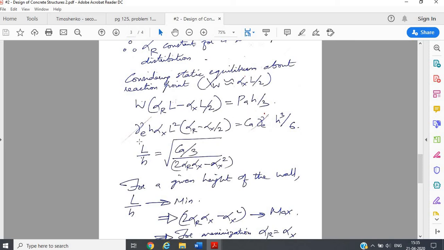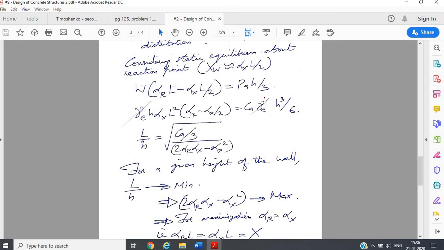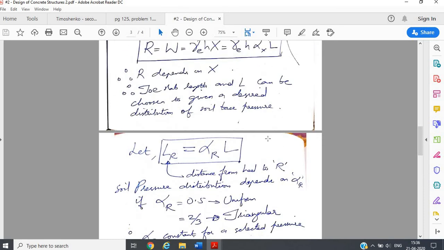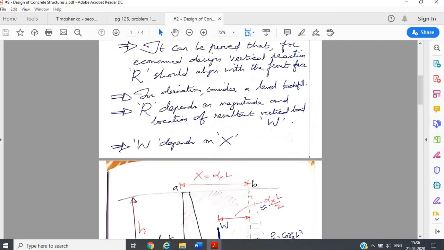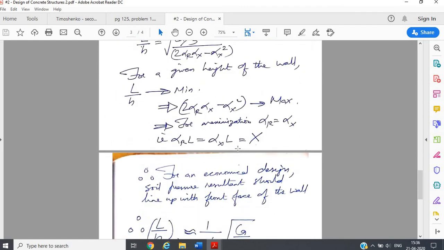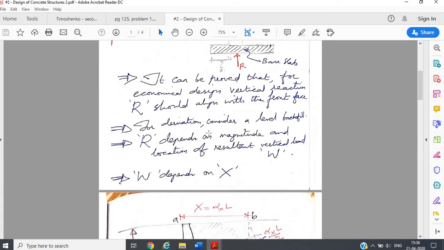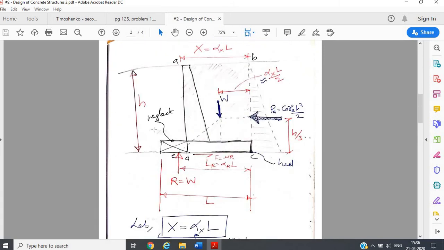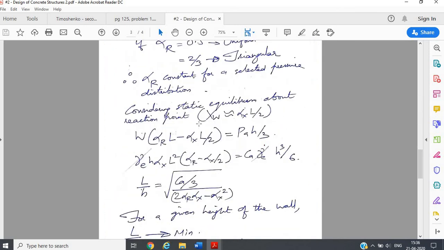When you rearrange and take alpha L by H on one side, you will get that equal to the square root of CA by 3 over 2 alpha R alpha x minus alpha x square. Now we know that height is a constant. Height of the retaining wall means the height of the level of soil up to which you need to retain the soil, it's constant, you cannot change that. And of course height here also includes the portion below the ground on the toe side, but overall it's a constant, it doesn't vary.